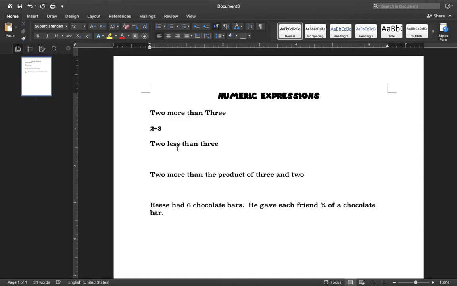2 less than 3. I know less than means minus. But here's the trick. If I'm 2 years younger than you, that means I take your age and minus it. Some of you might be tempted to do 2 minus 3. That is incorrect. Because less than 3 means I'm starting with 3. I have 2 less than that. That is 3 minus 2. Once again, I don't care if the answer is 1.